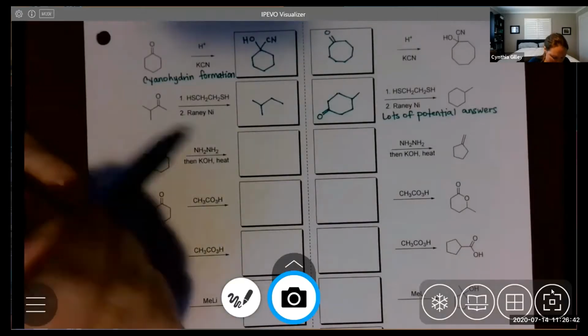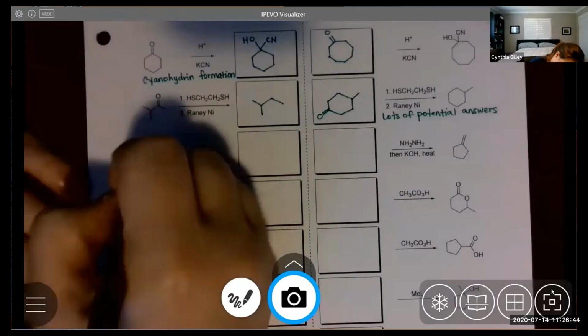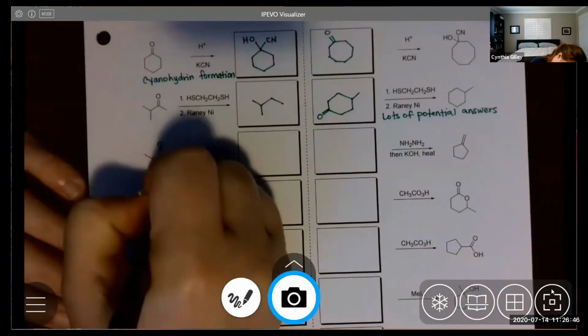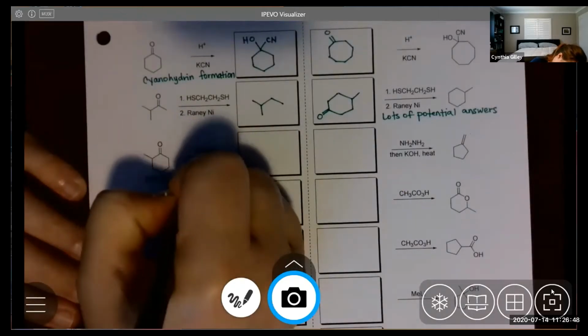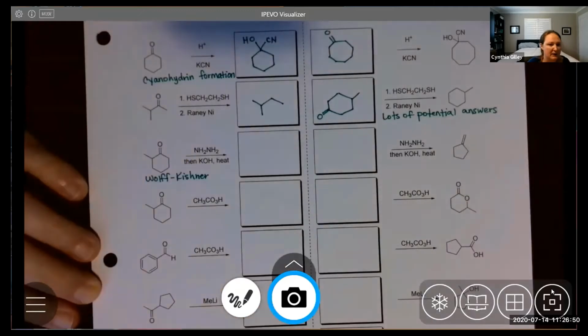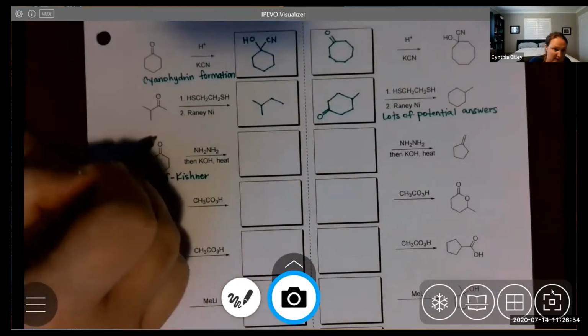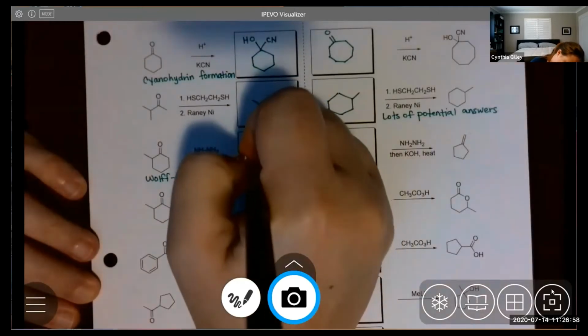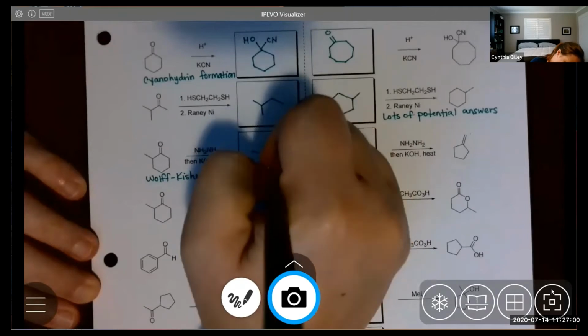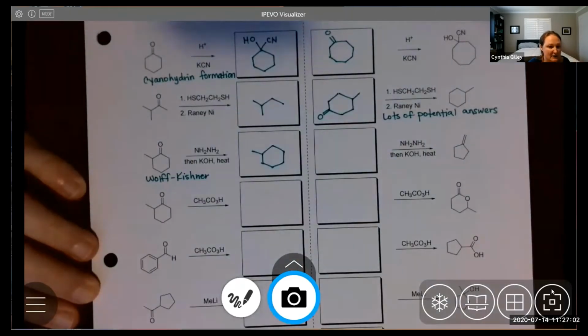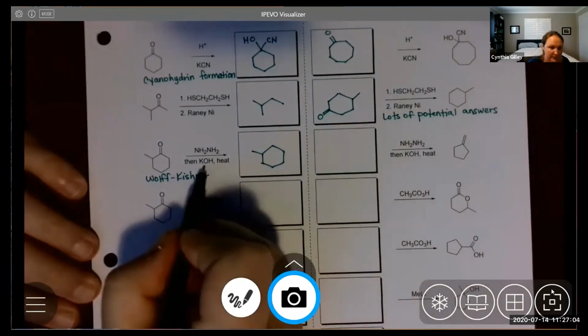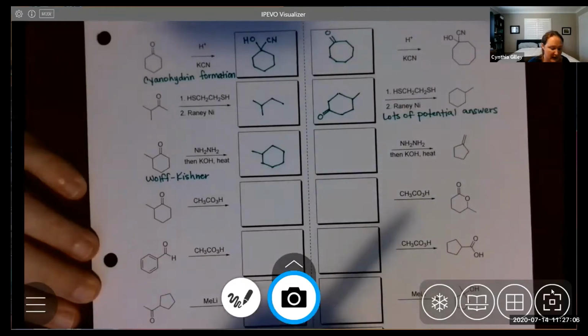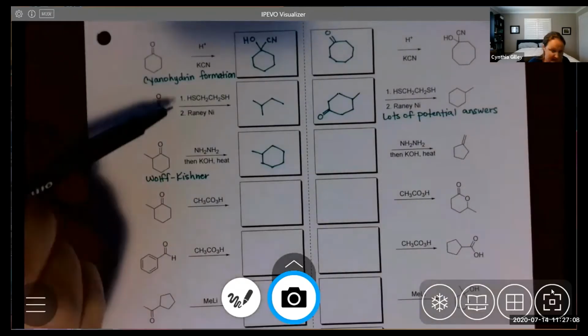So this one is the Wolff-Kishner reduction. Like I said, sometimes names can help us remember what's happening. This is another way to essentially reduce the carbonyl all the way down to a CH2. The advantage here is the fact that we're using basic conditions. Notice the KOH, whereas the Raney nickel is an acidic condition.